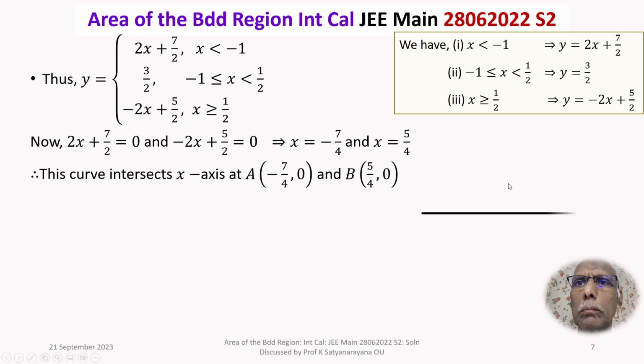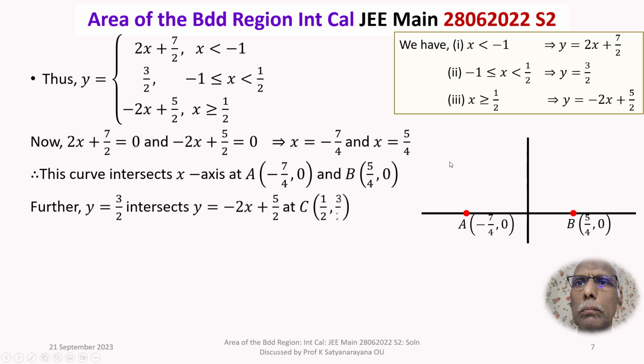Let's look at the curve. So x-axis, y-axis, and the curve meets the x-axis at minus 7 by 4, 0. More specifically, y is equal to 2x plus 7 by 2 meets the x-axis at A, and y is equal to minus 2x plus 5 by 2 meets the x-axis at B with coordinates 5 by 4 comma 0. This A is due to the first part and this B is due to the third part. Agreed.